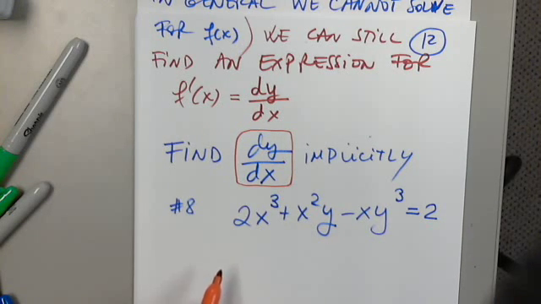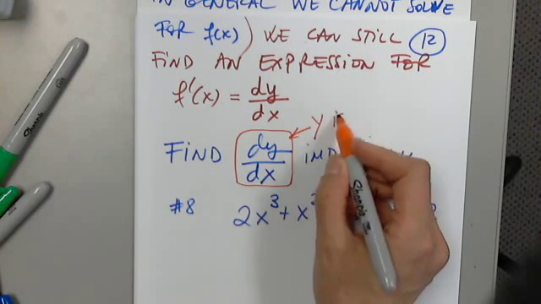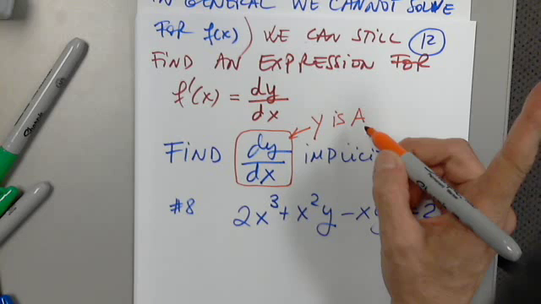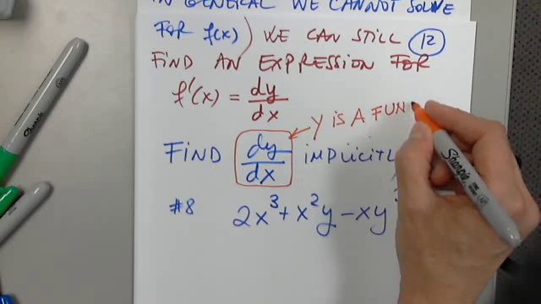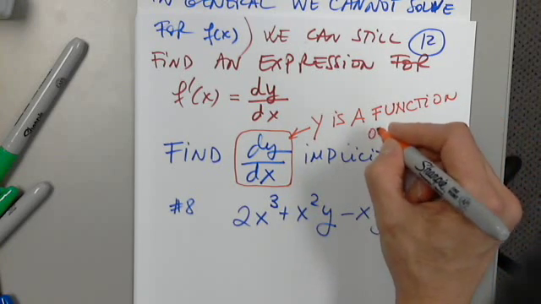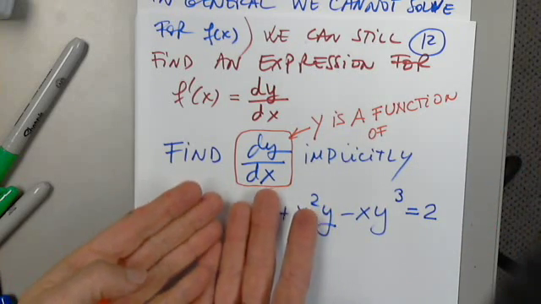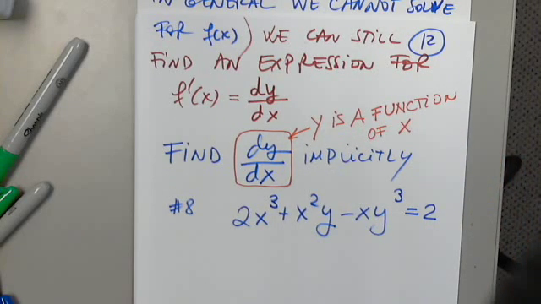But what else does it tell us? It tells us that y is a function of, say it louder, yeah. If it says dy over dx, what can it have in it? Of x. So we cannot treat y as a variable. Y is not a variable. Y is a function that depends on x.